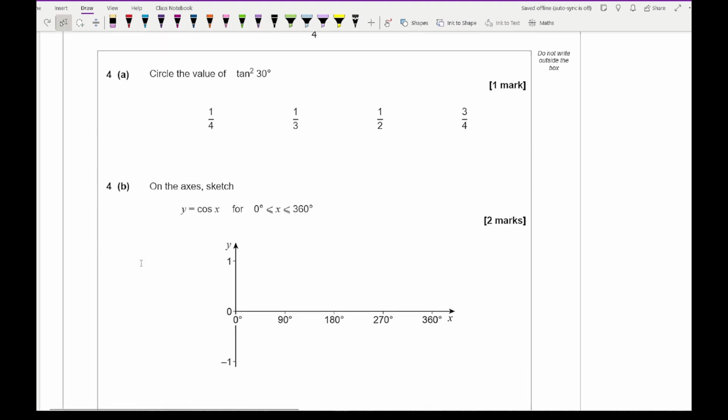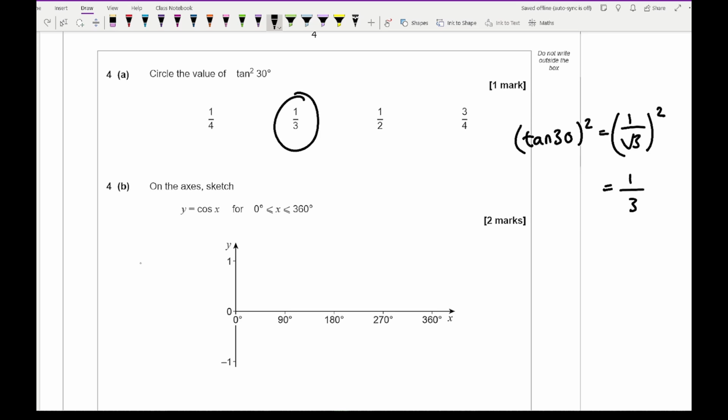Moving on to question 4, it says A, circle the value of tan squared 30. So tan squared 30 is basically tan 30 squared, and tan 30 is 1 over root 3. If we square that, we're going to get 1 squared, which is 1, and root 3 squared is just 3. So the one I want to circle is going to be 1/3.